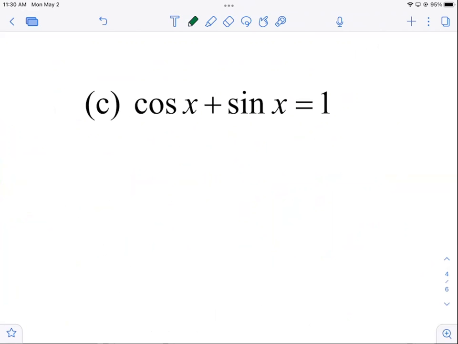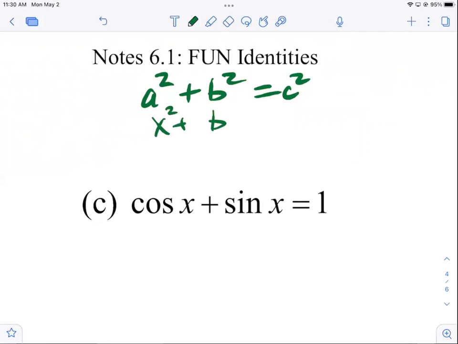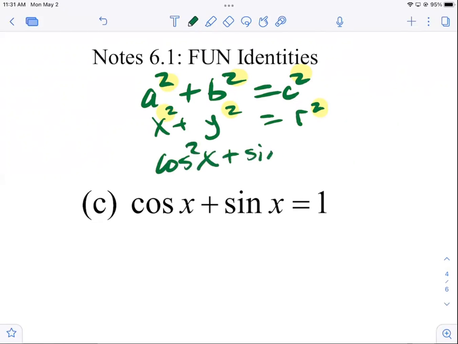It's missing. What does the P in PID stand for? Pythagorean, right? And Pythagorean is A squared plus B squared equals C squared. Or for us on the unit circle, X squared plus Y squared is R squared. It doesn't matter what you call the variables. What's important though is that they're squared, right? So cosine squared of X plus sine squared of X equals 1. And that is an identity.